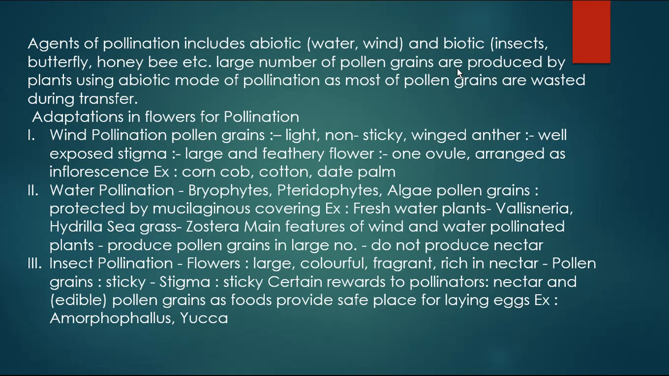Some examples of water-pollinated plants are Vallisneria and Hydrilla, which grow in fresh water, and several marine sea grasses such as Zostera. Not all aquatic plants use water for pollination. In a majority of aquatic plants such as water hyacinth and water lily, the flowers emerge above the level of water and are pollinated by insects or wind, as in most of the land plants.